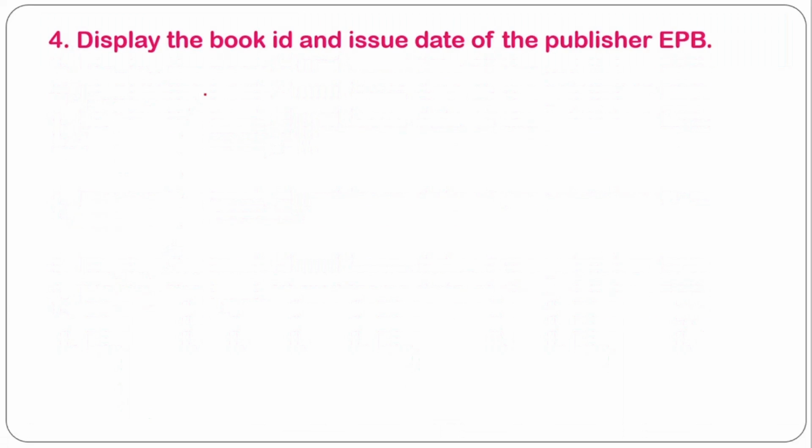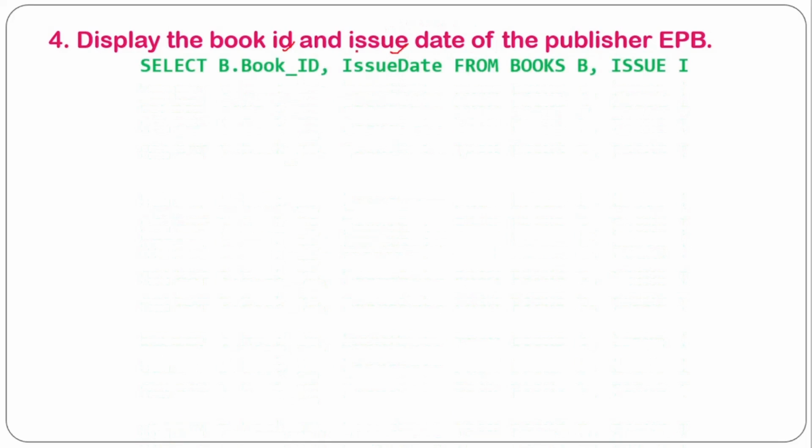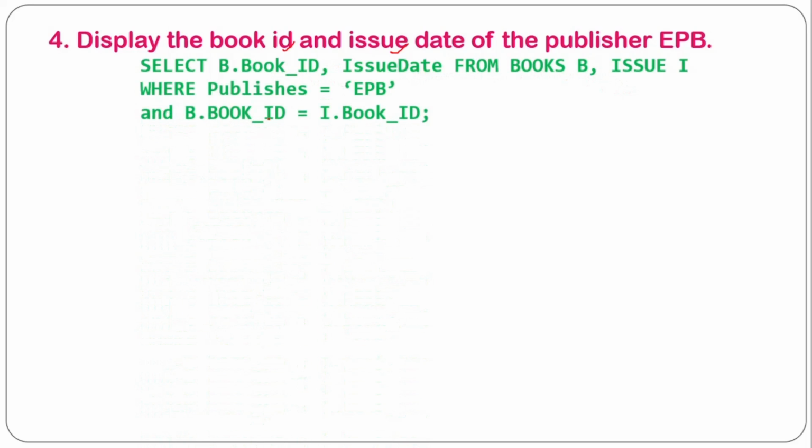Next question is display book ID and issue date of the publisher EPB. We have to display book ID, which is present in both the tables, issue date in the second table, and publisher in the first table. Select B.book ID, the full name is to be given, issue date from books B, issue I, where publisher equal EPB and B.book ID equal I.book ID.